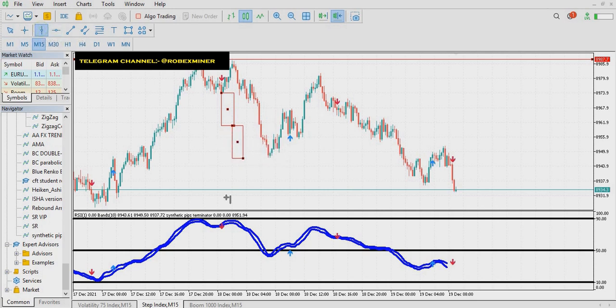Once you see this line touches this zone, okay, you can even use it to scalp. Once this Bollinger band touches this zone and you spot the arrow, you take it.